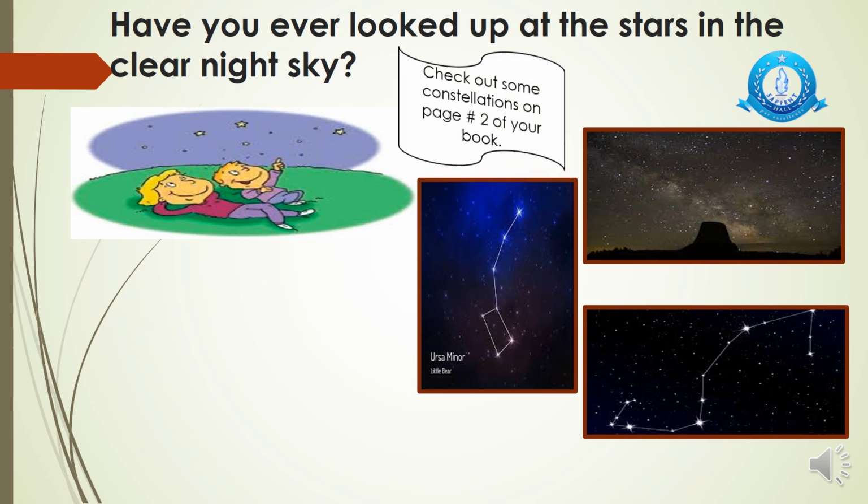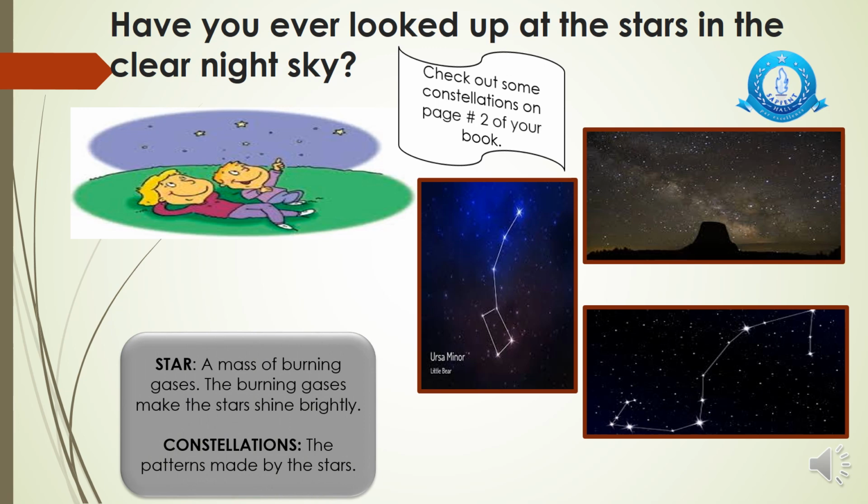Check out some constellations on page number 2 of your book. Have you seen? There are 2 constellations given in your book: Cassiopeia and Ursa Major, the Big Dipper. These 2 are given in your book, right? Now, what are these patterns called? These patterns are called constellations, right? When you join the stars and make different patterns, those patterns are known as constellations.